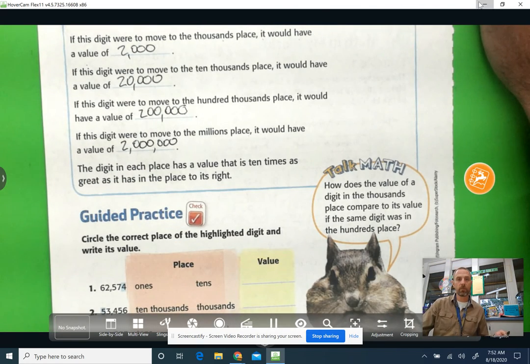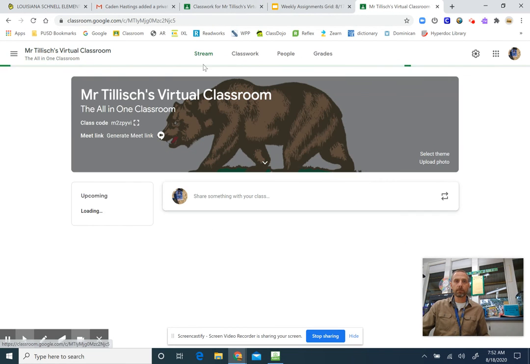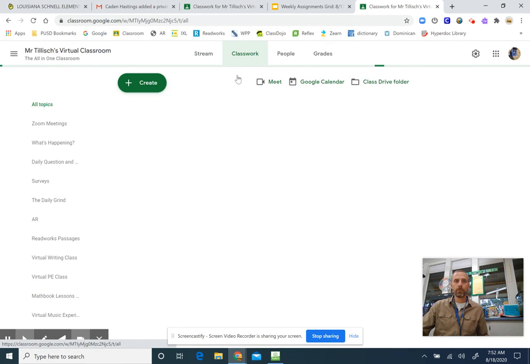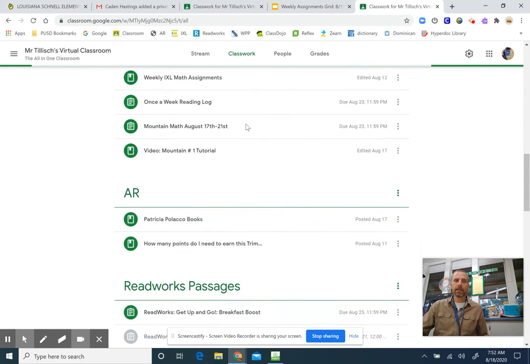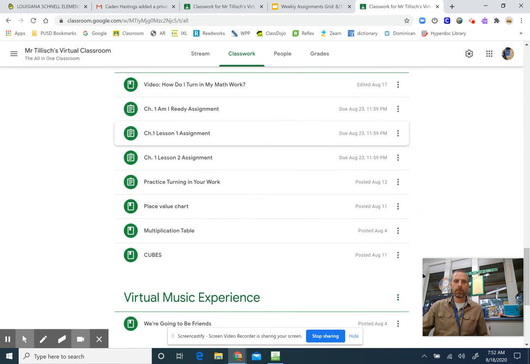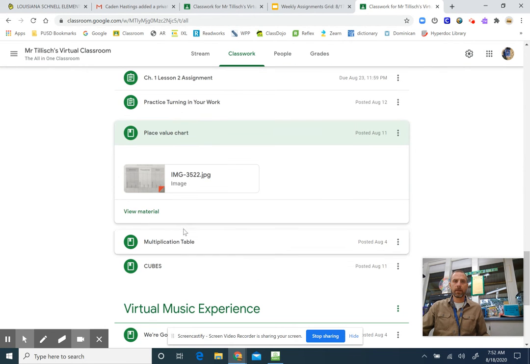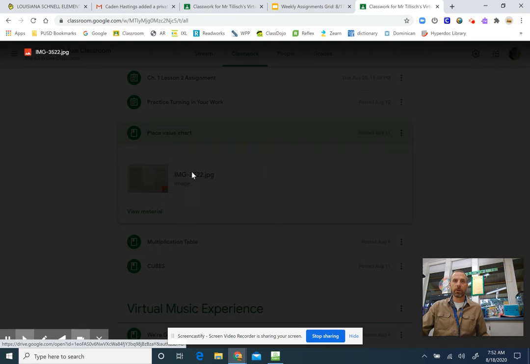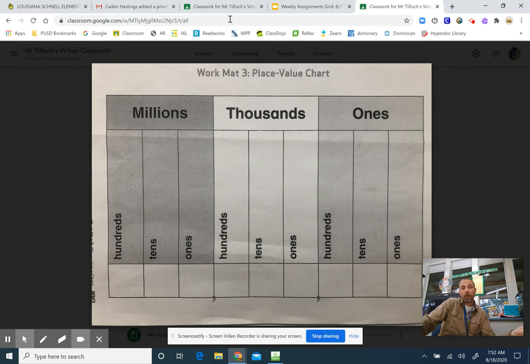I can show you that really quickly here in Google Classroom under Classwork. We can scroll on down to Math Lessons and Graphic Organizers. And you can see here there's a place value chart. That's the same place value chart that I am using right now under the document camera. So it's a great opportunity for you to use your scratch paper and redraw this place value chart. Or if you have the capability, you can print it out.